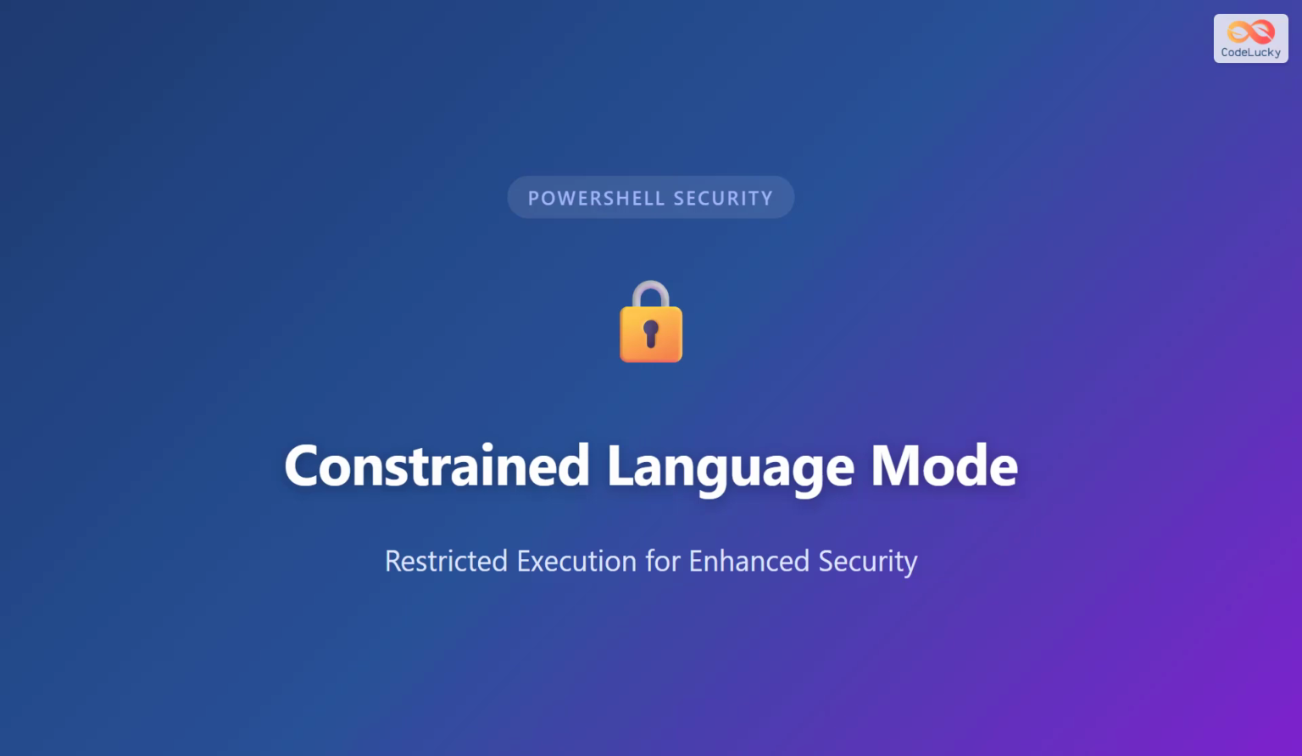Welcome to this tutorial on PowerShell Constrained Language Mode. This is part of our PowerShell security series, where we explore how to protect your systems from malicious scripts and unauthorized operations. Constrained Language Mode is a powerful security feature that restricts what PowerShell can do, creating a safer environment for running scripts. By the end of this video, you'll understand what this mode is, why it matters, and how it protects your systems.